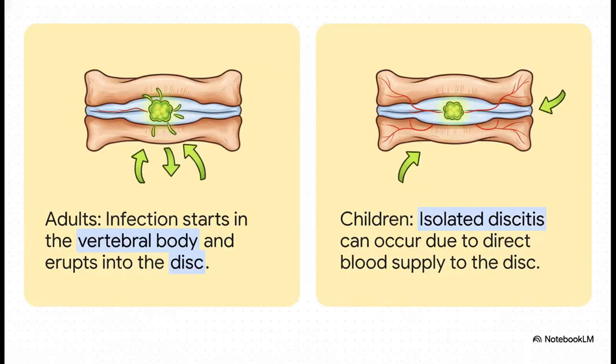And even in the same spot, like the spine, the story is different depending on your age. In an adult, the infection usually starts in the bone and then busts through into the disc. But in little kids, it's often the other way around. They actually have blood vessels that go right into the disc. So for them, the infection can start there and then spread to the bone.